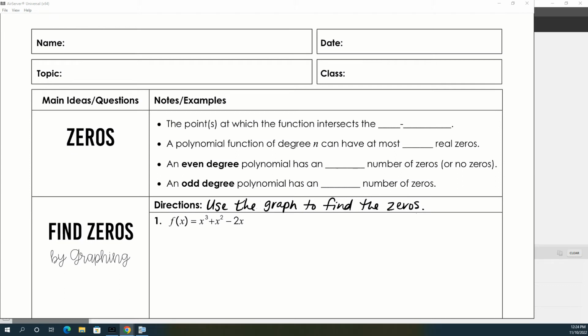Okay, so this should be 5.4. Zeros of polynomial functions.